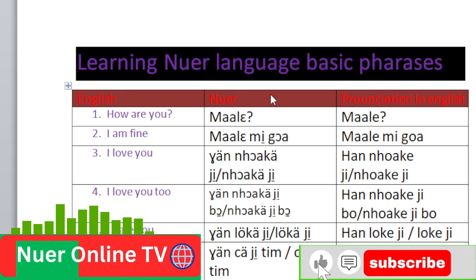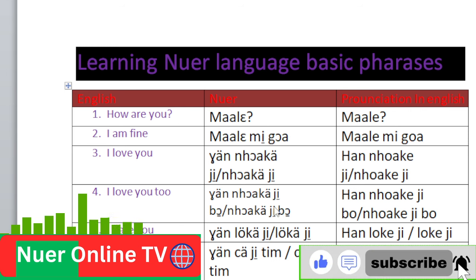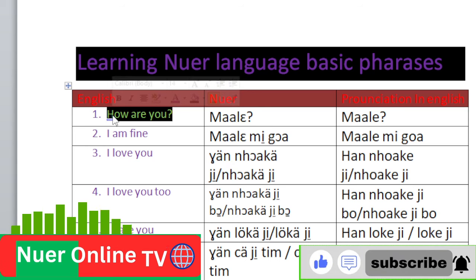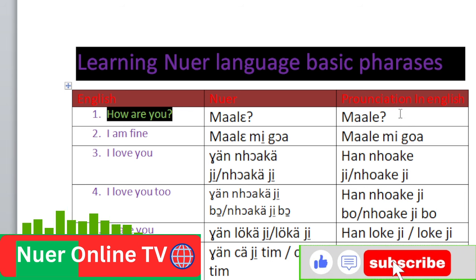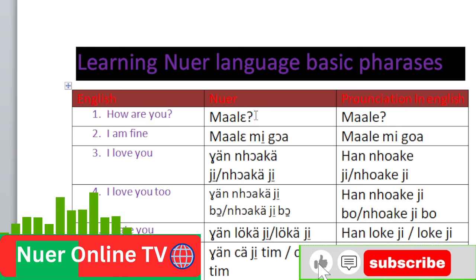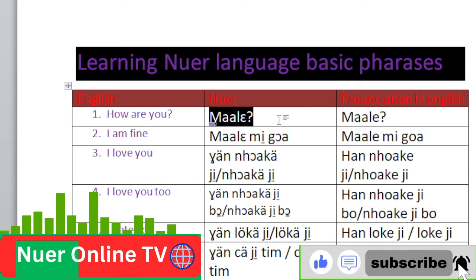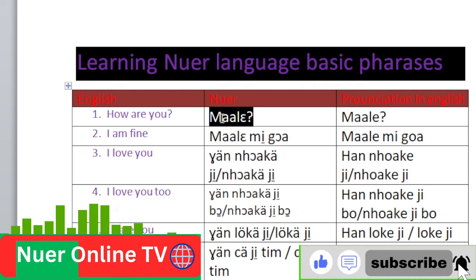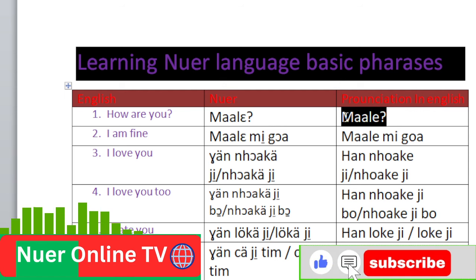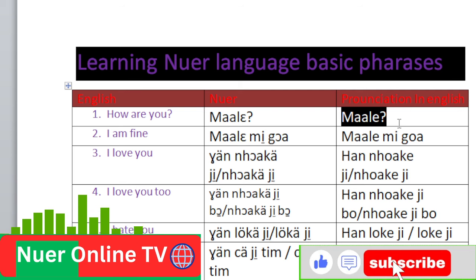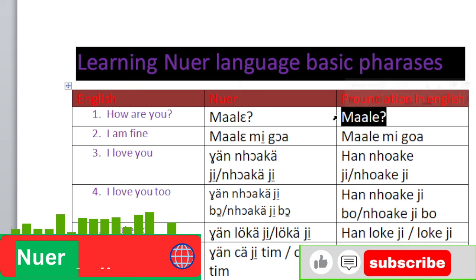Today we are going to talk about some of the Nuer language basic phrases. We have some sentences or basic phrases in English that we are going to translate into Nuer. I prepared two ways of reading some words in the Nuer alphabet. This is the correct Nuer alphabet, and this is how you can read it in English pronunciation when you are writing a Nuer word using the English alphabet.